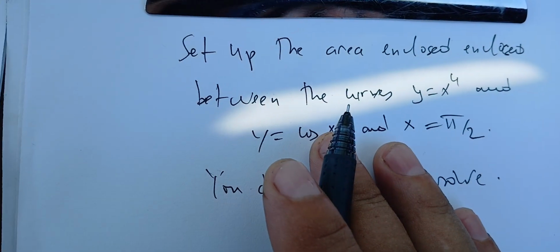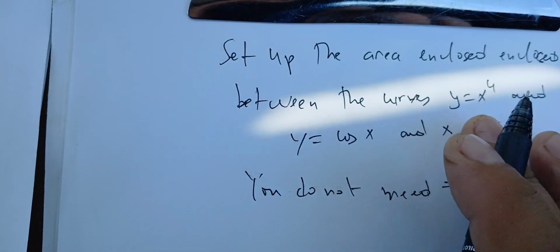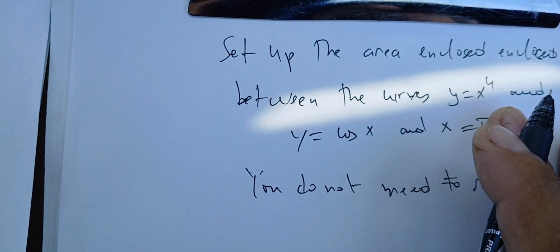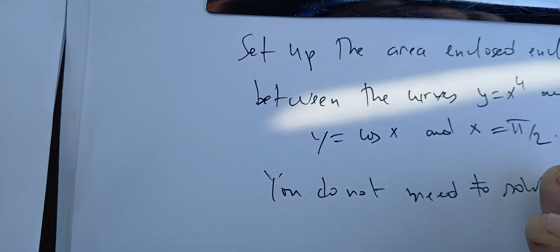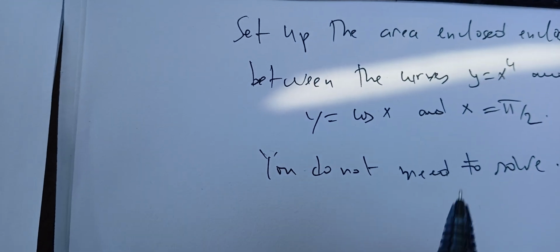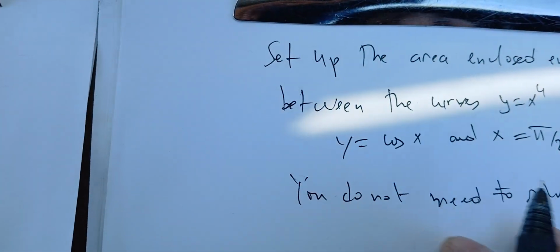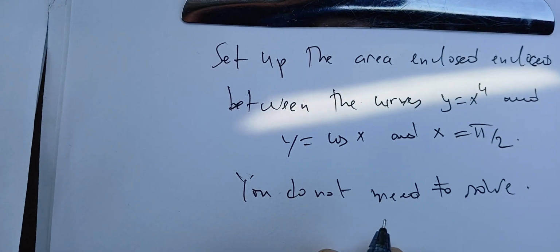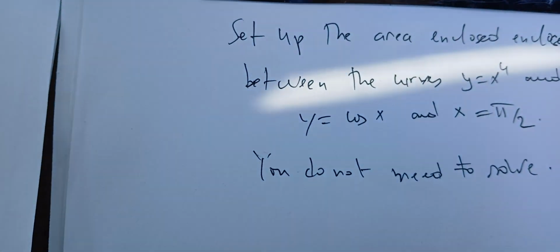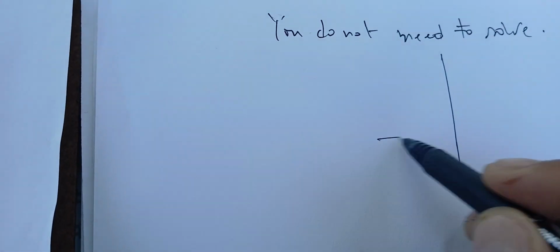Okay, now we're gonna try to find the area enclosed between y equals x to the power 4 and y equals cosine x and x equals pi over 2. We don't need to evaluate exactly, because to solve one equation exactly we would need numerical methods. Okay, so to get an idea, we can graph the functions.